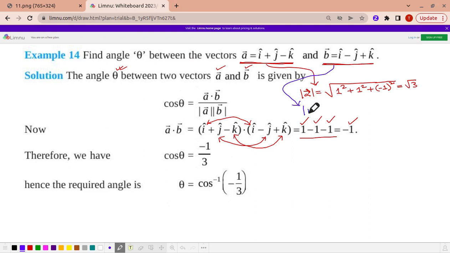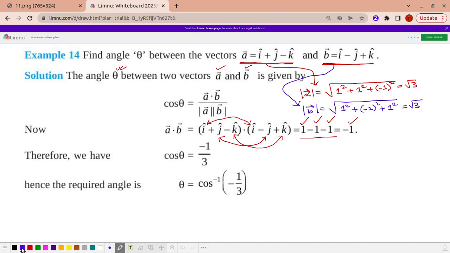In the similar manner, we can find the modulus of the vector B. So that is equal to mod B. What is mod B, dear students? So that is equal to square root of 1 square, the coefficient of I cap for the vector B being 1, plus what is the coefficient of j cap for the vector B? That is -1. So -1 whole square plus what is the coefficient of k cap for the vector B? That is 1. So that is equal to 1 square. Now if we find the value, that also becomes square root of 3.